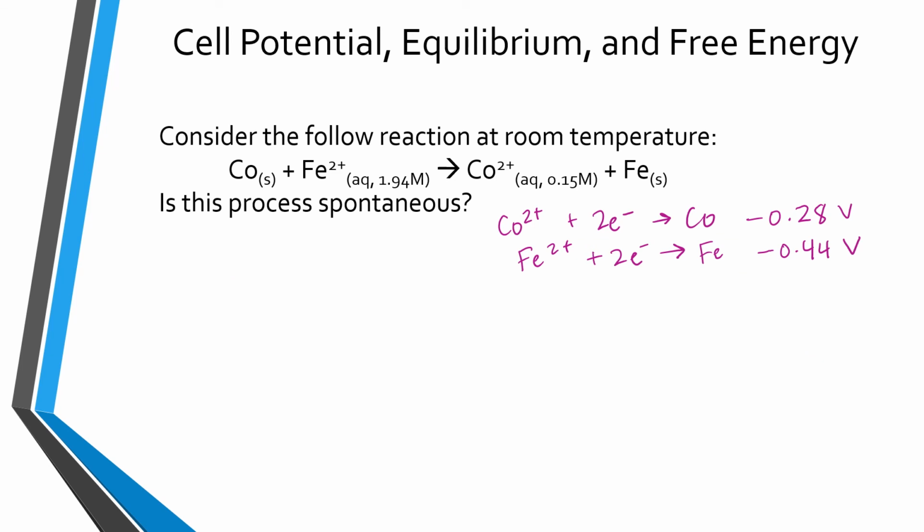Okay, so the question here tells me to find if this is spontaneous. First thing I notice is that we are not at 1 molar. So this is not the standard voltage. So we're going to actually have to use the Nernst equation to determine the actual cell voltage for this cell. So first I have to find the standard. Remember, we always do reduction minus oxidation.